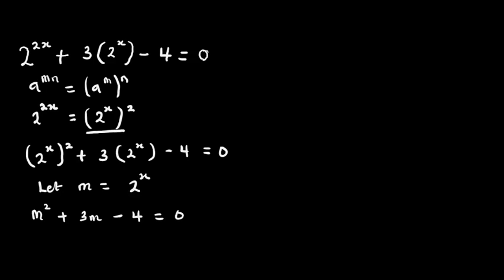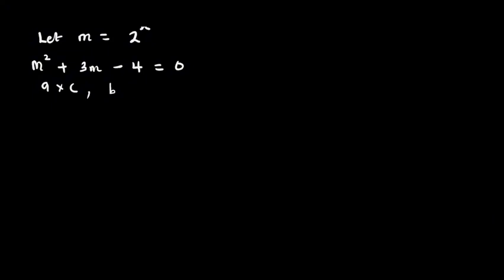Now this is a quadratic equation. To solve this, we need to find two factors of the product, which when added together give the sum. Now the product is a multiplied by c, while the sum is b, where a is the coefficient of m squared, which is 1. Then b is the coefficient of m, which is 3. And c is the constant, which is minus 4.